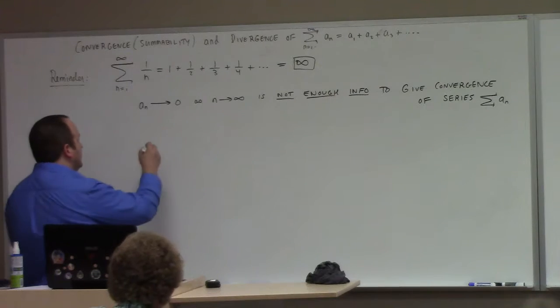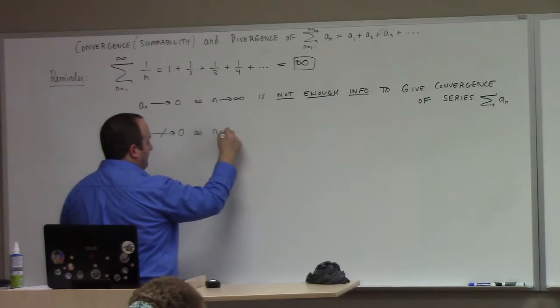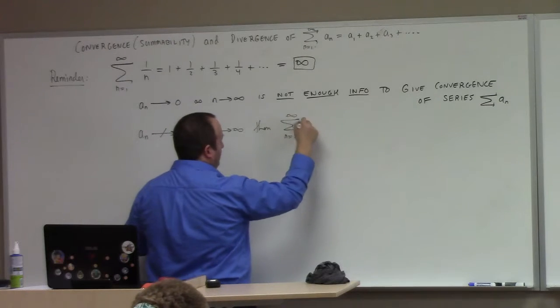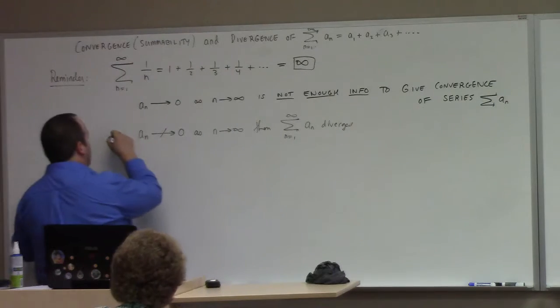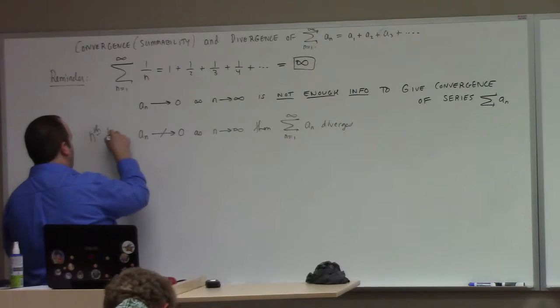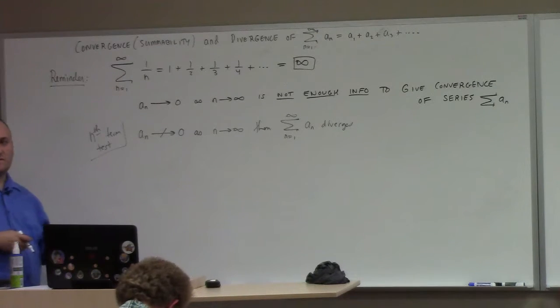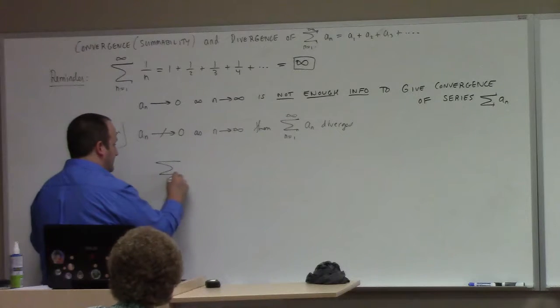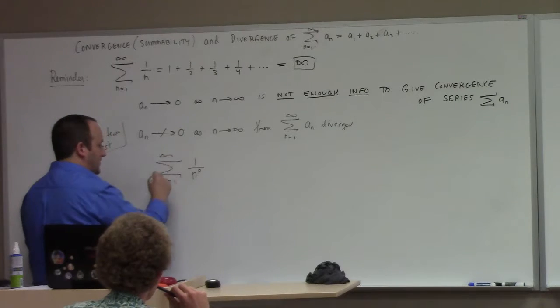On the other hand, if we have a sub n does not go to 0 as n goes to infinity, then we do get that the series diverges. This is the so-called nth term test. What other tests did we get last time? We had the integral test. We had the direct comparison test, right? We had the p series, right? What was p series? We had sum 1 over n to the p, n equals 1 to infinity, does what?